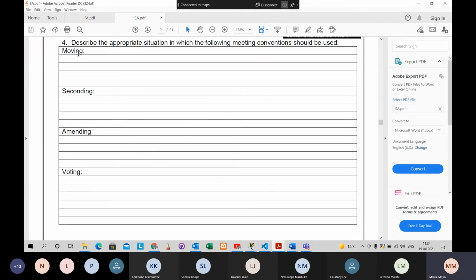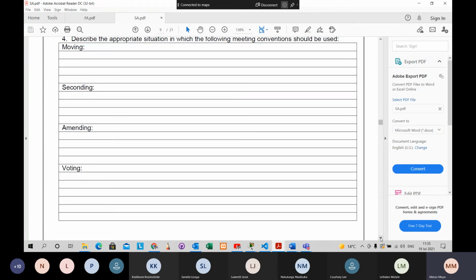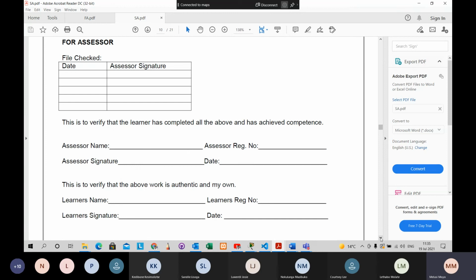So you see, the moving part says describe the appropriate situation in which the following meeting convention should be used. The moving, and then we have explained what moving is, right? And then we gave an example. And then secondly, was it Sandy who gave an example or someone? But on the group, we have already given an example. And then voting, we gave an example. Sandy, I think, is the one who gave an example on voting. Amending, Courtney has given us an example for the amending part. What does that mean? Basically, it is when a change is made, and Courtney gave us an example of when that change is made. Okay.